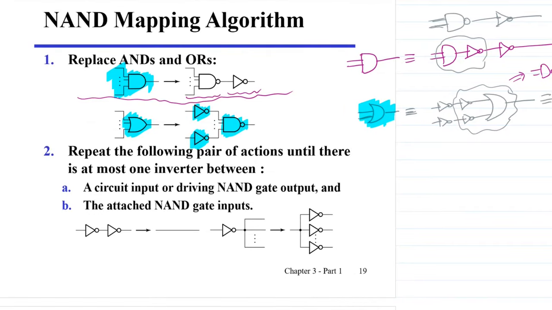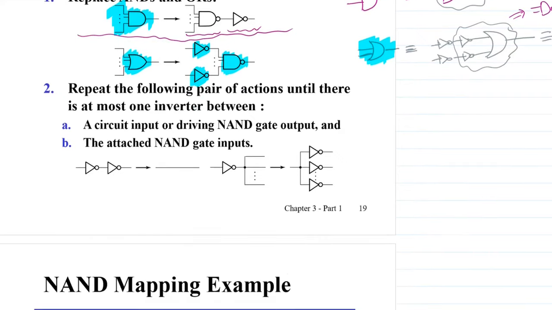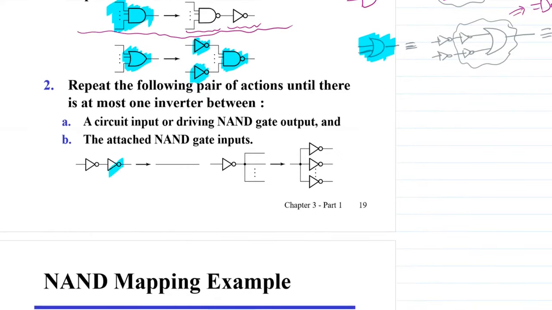We need to do this for all the AND and OR gates in our circuit schematic. Then we will repeat the following pair of actions until there is at most one inverter between different gates, so between a circuit input or driving NAND gate output and the attached NAND gate inputs, there will be only one inverter. Let's see how this is done. If we have 2 inverters one after the other in series, we will replace them with a simple wire or simple connection.